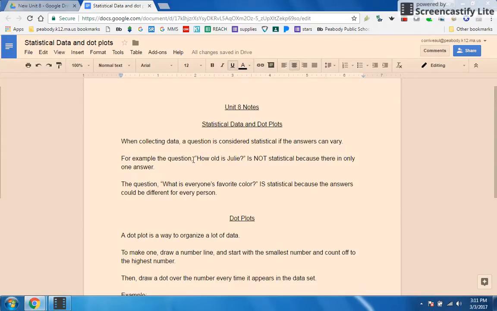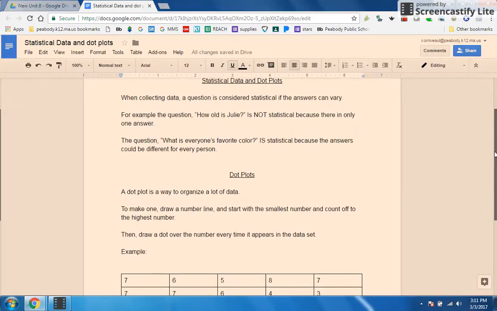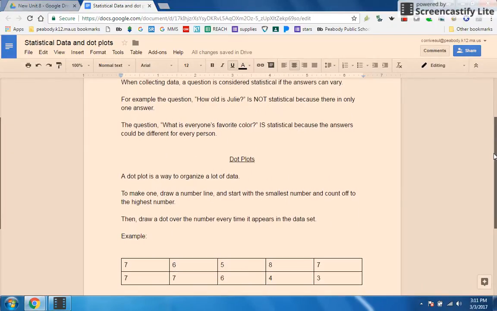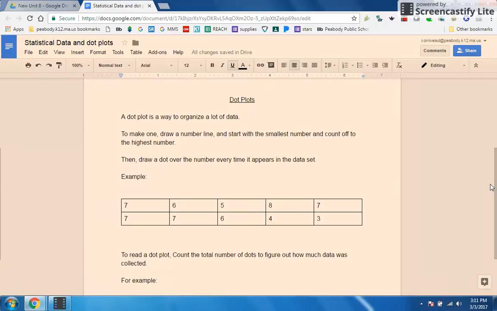So for example, the question, how old is Julie, is not statistical because there's only one answer. The question, what is everyone's favorite color, could be statistical because the answers could be different for every person. In order to graph statistical data, one way of doing it is using a dot plot. A dot plot is a way to organize a lot of data.